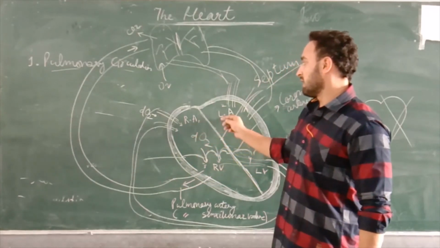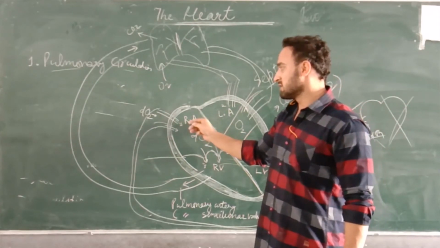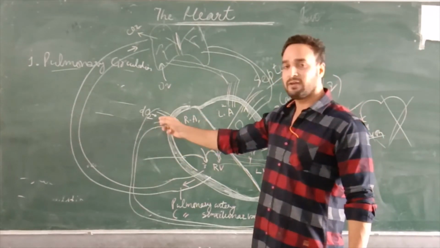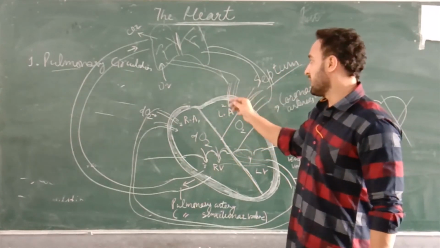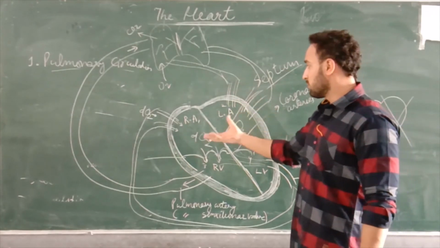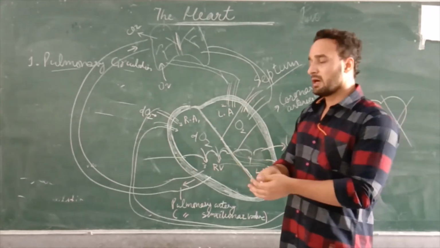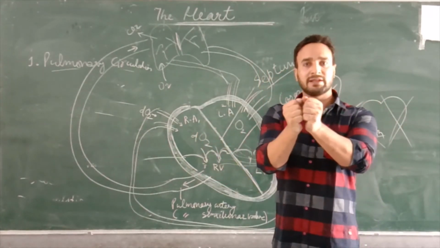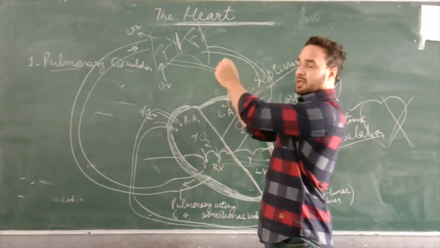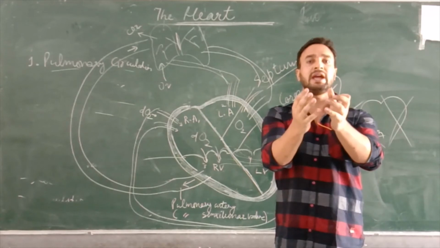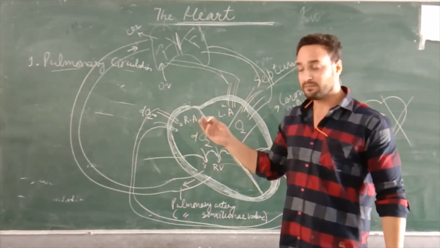See what happens when the right auricle and left auricle receive blood. How do they receive blood? The right auricle receives blood from the different parts of the body by the vena cava. The left auricle receives blood from the lungs by the four pulmonary veins. So both the auricles receive blood at the same time, which means they relax. Initially they were contracted, and when they receive blood from the vena cava and from the pulmonary veins, they relax. That is called the auricular diastole.